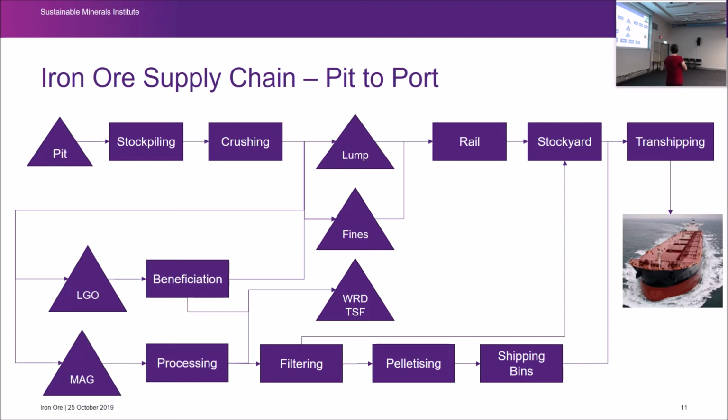Magnetite ore is processed separately, where it's then filtered, usually pelletized for exporting, or if you export magnetite concentrate, it gets sintered and then fed to a blast furnace. So in the next couple of minutes, I'd like to spend some time on the beneficiation of low-grade iron ore.